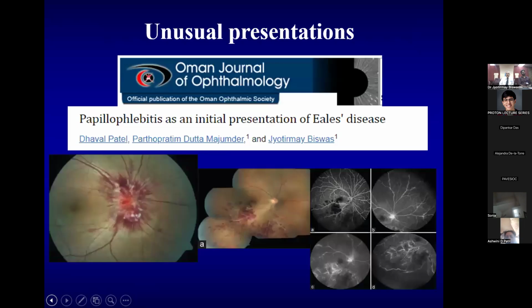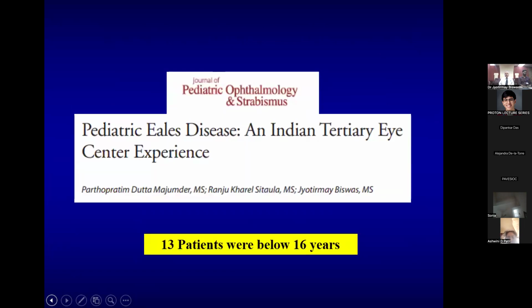Though it presented as retinal vasculitis, we had a case which presented with papillophlebitis initially and later developed features suggestive of Eales disease. Eales disease occurs between 15 and 40 years, but we have 13 patients below 16 years, indicating that it's not uncommon to have pediatric Eales disease, with features suggestive of what is seen in the adult.